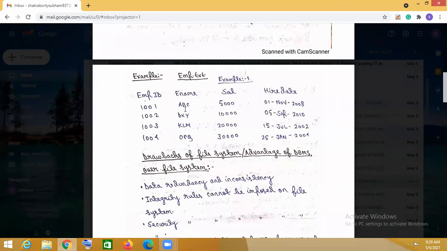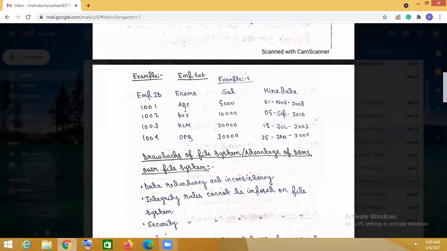So this is a different format, but all the values are the same; only the format or the value is changed. This value is stored like this, but in other places the same value is stored with a different format. So this is data inconsistency. That's why these are the drawbacks of the file system: data redundancy and inconsistency.